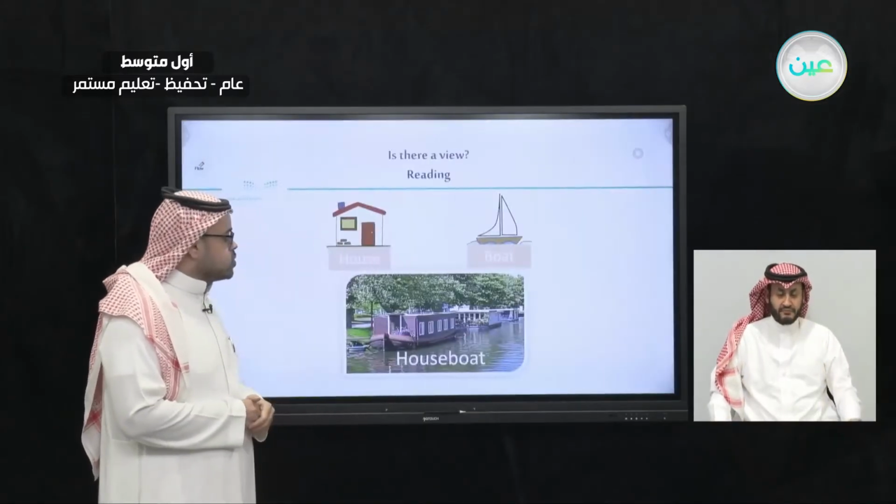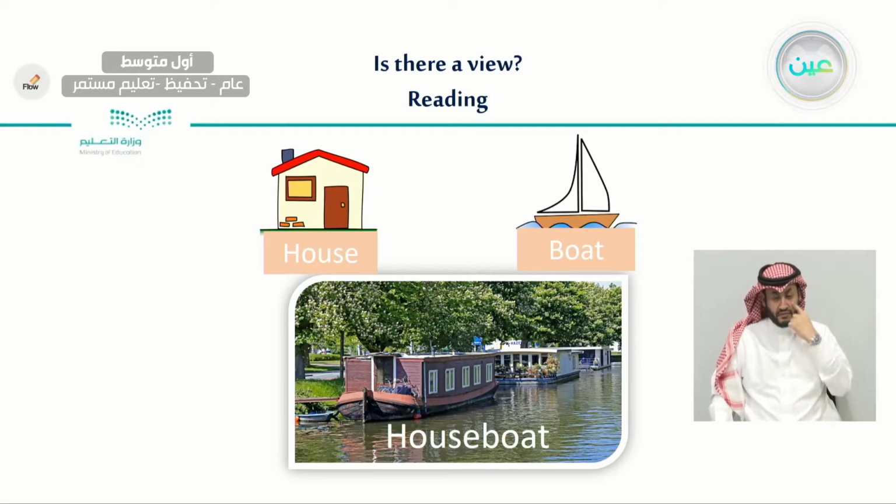So here we have two things. We have a house, which is this one, and we have a boat, which is this one. So house and boat, what do we call such places? We call them houseboat. So again, here we have a house and we have a boat. So what do we call it? We call it a houseboat.